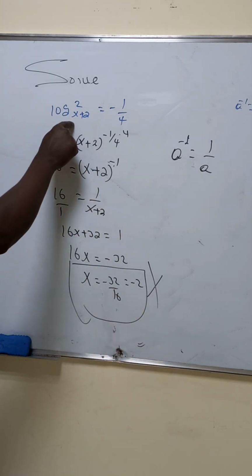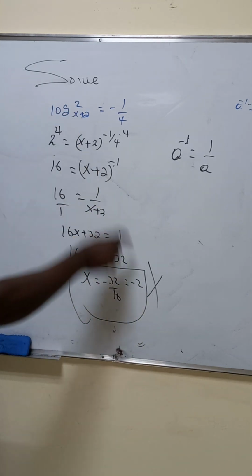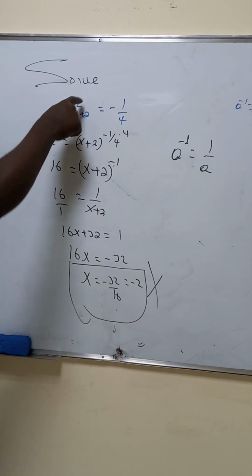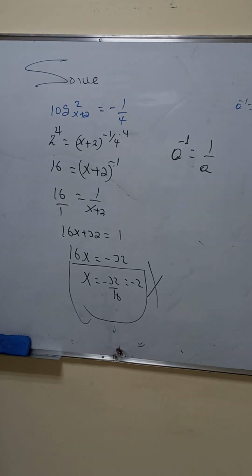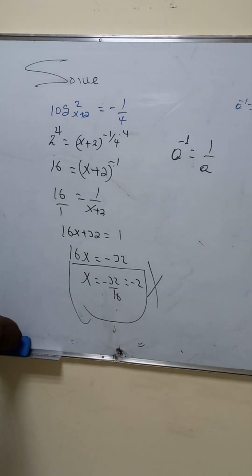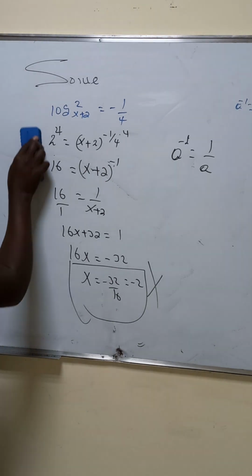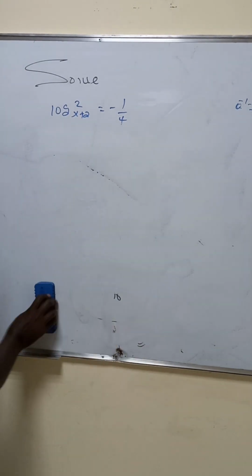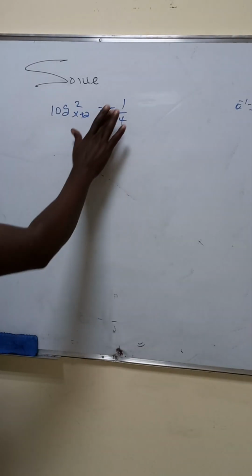The value of x that came out, negative 2, is not a solution. Why? Because when you plug negative 2 in place of x, we get log 2 to the base 0. In any logarithmic problem, the base cannot be 0, so because of this it will not be the solution. So let's look at the second option, when a is positive.